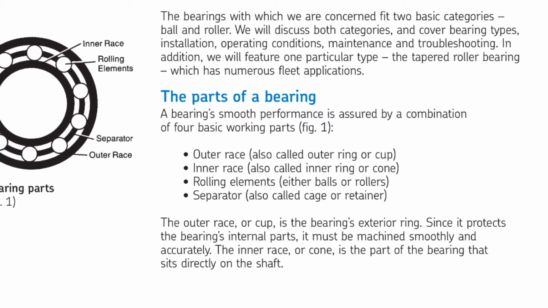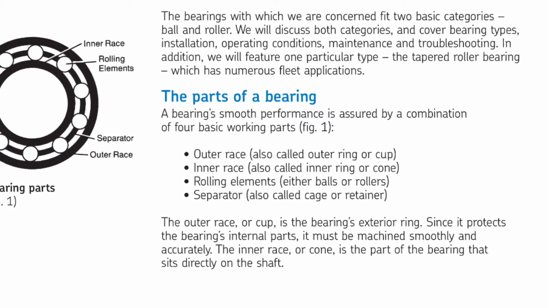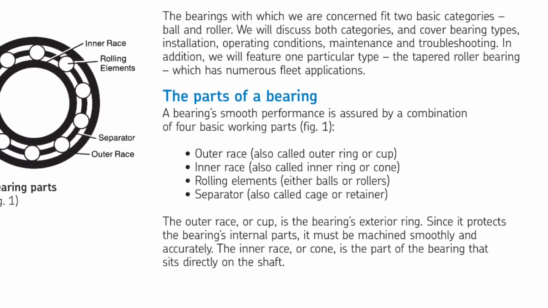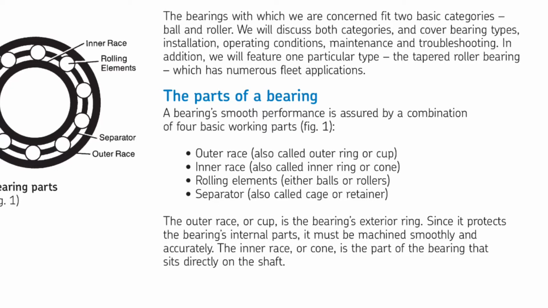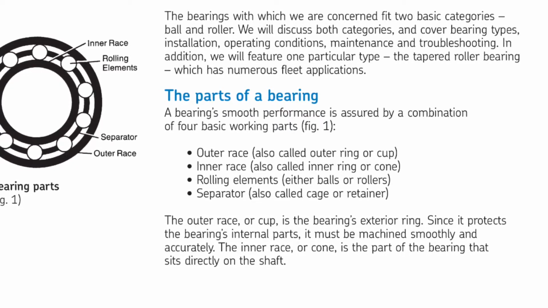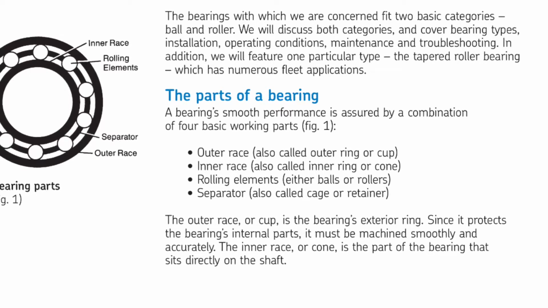The parts of a bearing. Smooth performance is assured by a combination of four basic working parts. Figure 1. Outer race, also called outer ring or cup. Inner race, also called inner ring or cone. Rolling elements, either balls or rollers. Separator, also called cage or retainer.